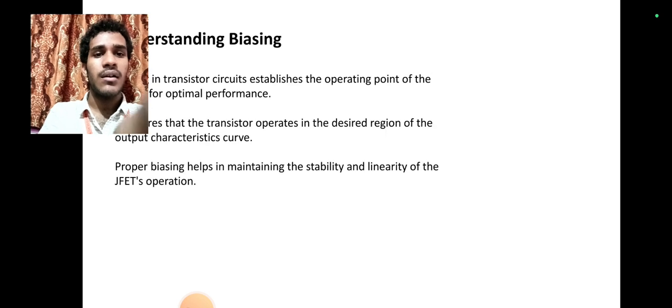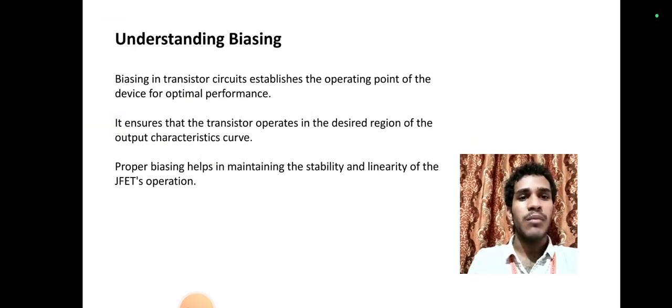Here we discuss understanding biasing. Biasing in a transistor circuit establishes the operating point of the device for optimal performance. It ensures that the transistor operates in the desired region of the output characteristic curve. Proper biasing helps in maintaining the stability and linearity of the JFET's operation.